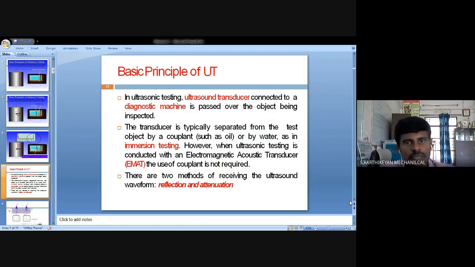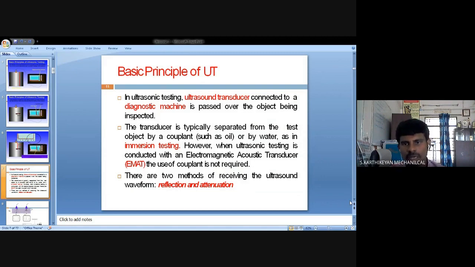This type of transducer is typically separated from the test object by a couplant. Basically, the mating surface of the workpiece and the transducer should be coupled with a couplant, because the sound waves propagate as noise or vibrations, right? Those vibrations will not interfere with the workpiece. So we must go for a couplant. It's basically an oil or a solvent of water, as in immersion testing.